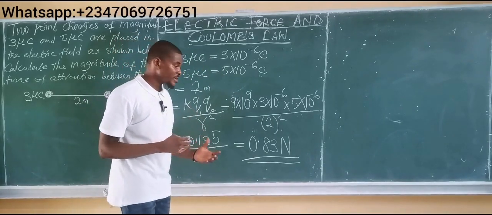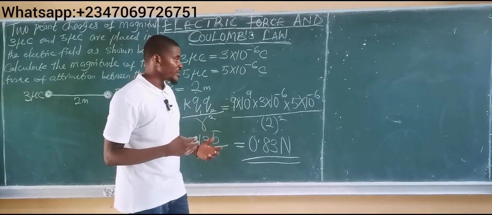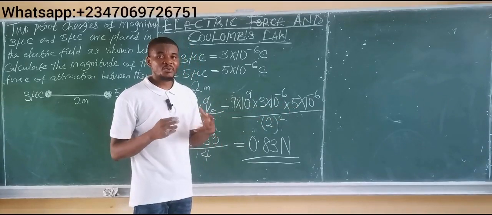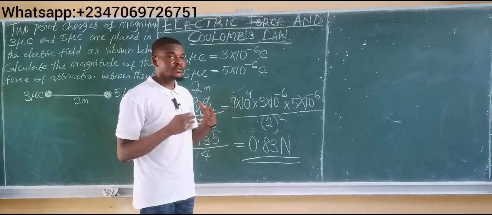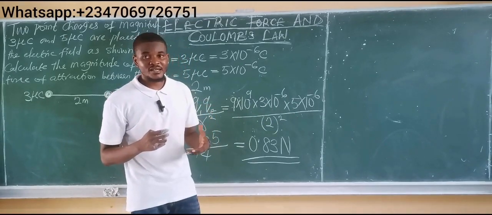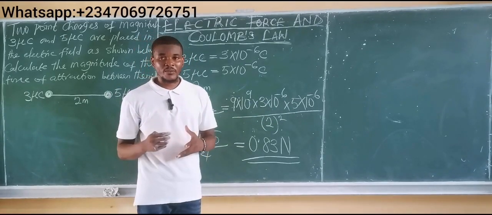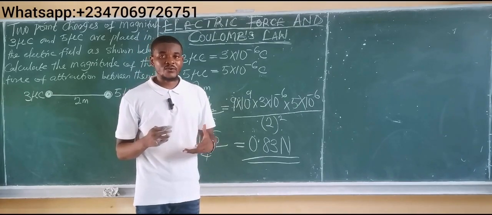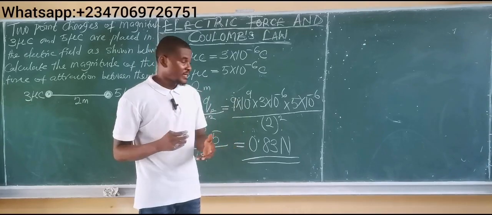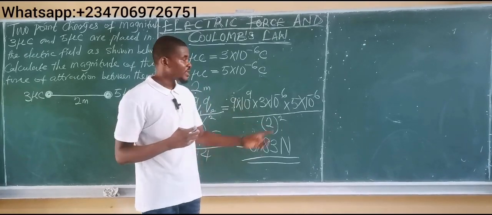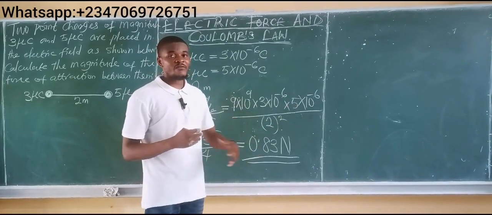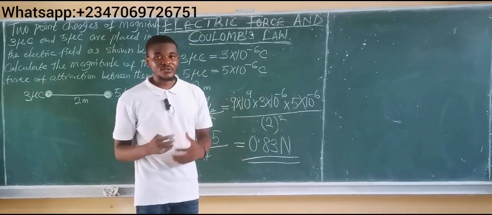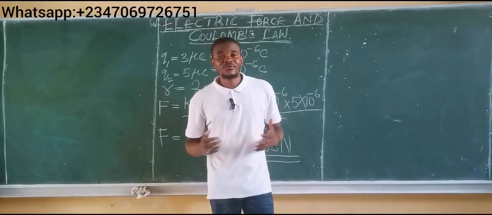Now, the reason why this force of attraction seems to be quite small is simply because of the charges. The charges have small values, and remember when I said earlier that if you reduce the value of the charge and increase the distance, the magnitude of the force will drop. But if you reduce the distance and increase the charges, the magnitude of the force will increase. So these charges here are quite small. 3 microcoulombs and 5 microcoulombs are very small values, which is why it dropped the value of the force of attraction between them. So that's it for this video.